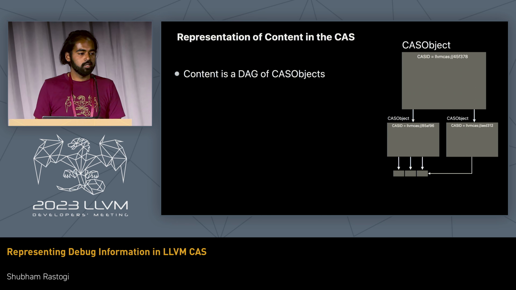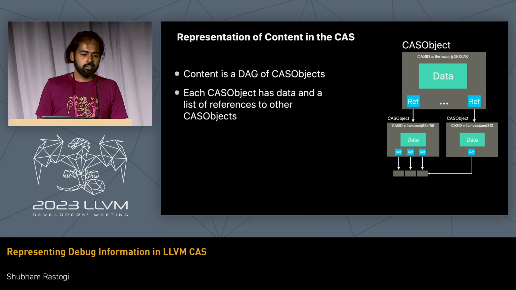Let's look at representation of content in the CAS. So content in the CAS is represented as a directed acyclic graph of CAS objects, as we can see in the diagram on the right. Each CAS object has some data and a list of references to other CAS objects, as we can see.